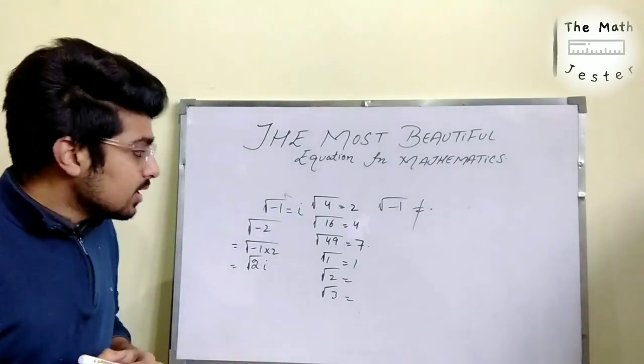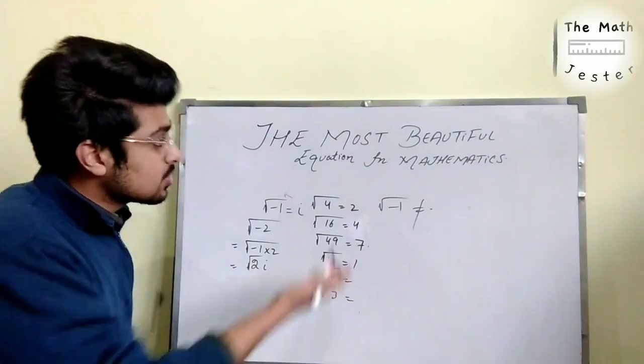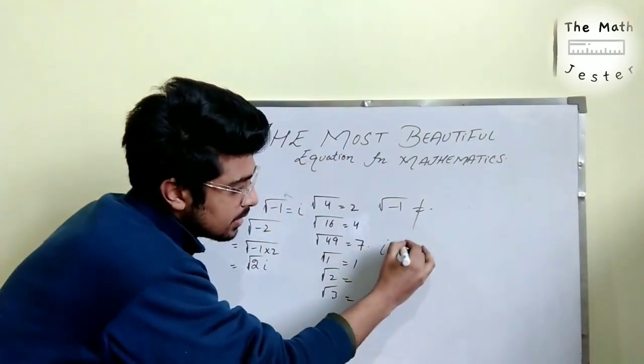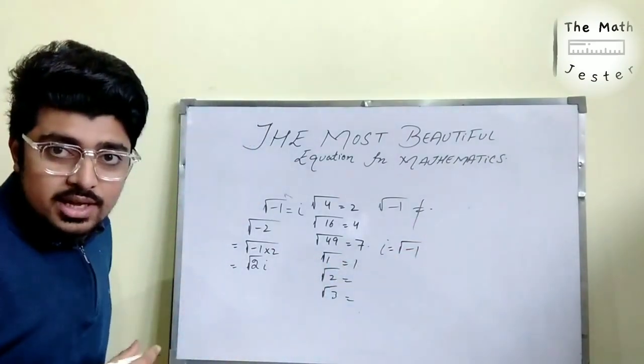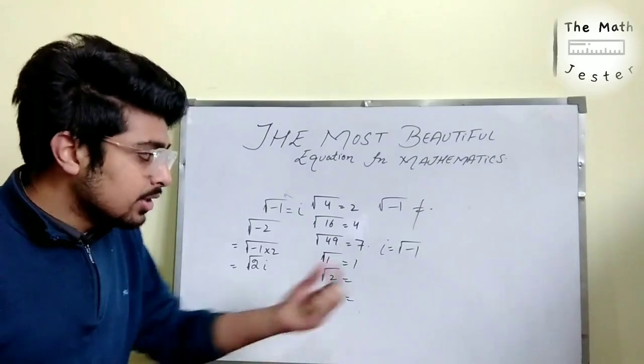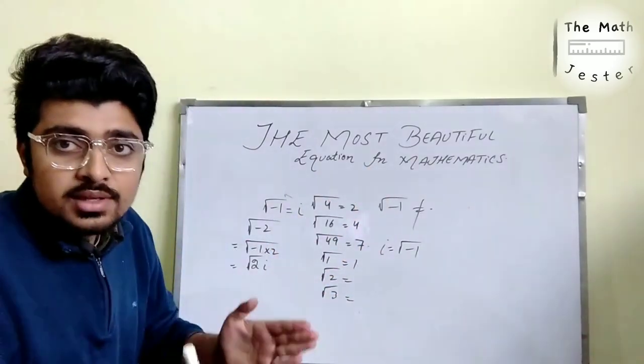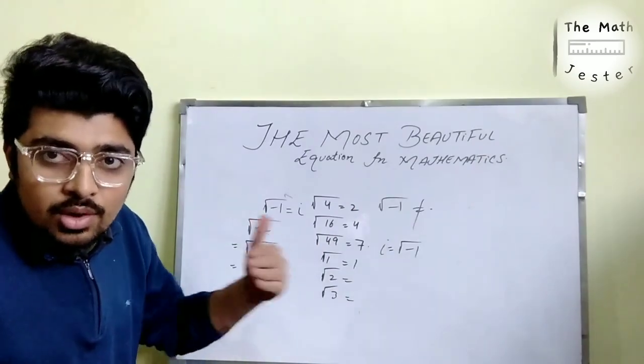Okay, so now this iota is very special in case of the most beautiful equation in mathematics, because we know that iota is now equal to under root of -1. So if I now include this iota in the equation, there will be no problem even for the students who are from a non-math background.